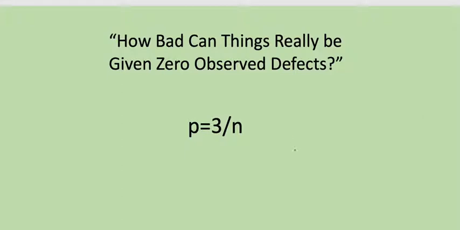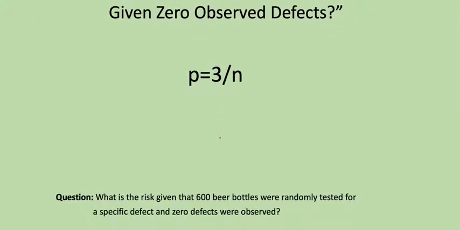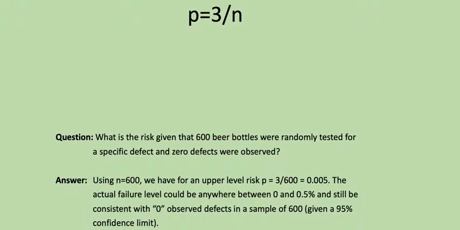So this is where this 3 over n rule comes in, and it basically gives an upper level risk given that you've found zero events or zero non-conformances. Here P is the upper level risk value, and n is the sample size. The 3 is just part of the derivation of the formula, and at the end of this video I'll provide a source where you can see how it was derived. The best way to talk about this is through examples.